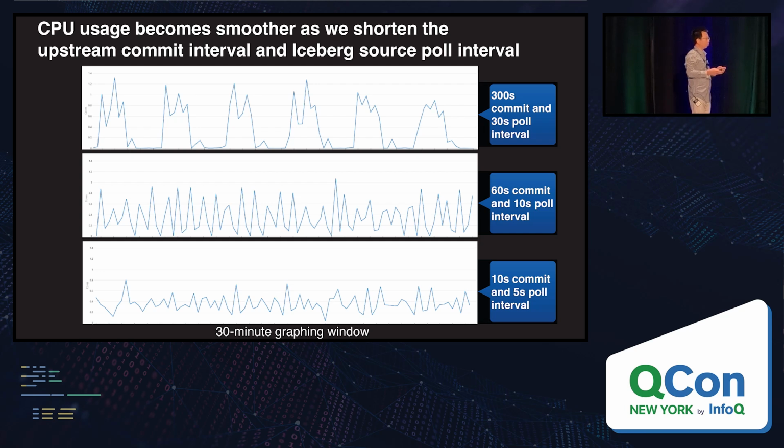But as we further shorten the schedule interval to a 10 seconds commit interval and 5-second pull interval, we probably cannot see much difference in terms of CPU usage between the Iceberg source job and the Kafka source job. The pattern maybe looks very similar.